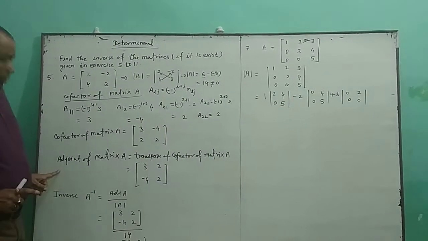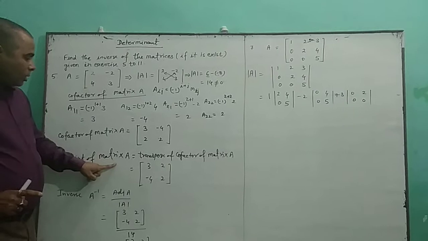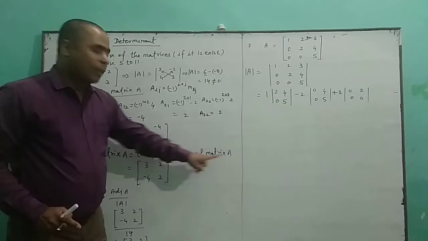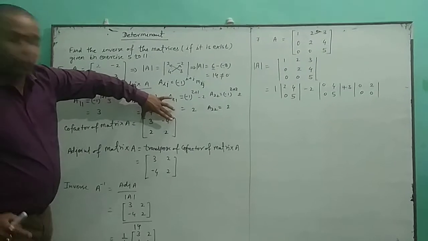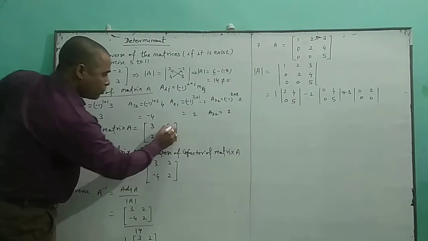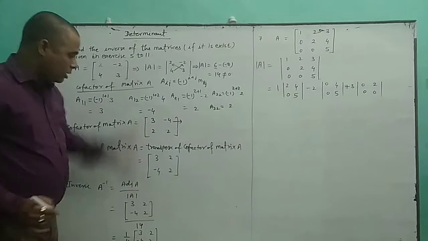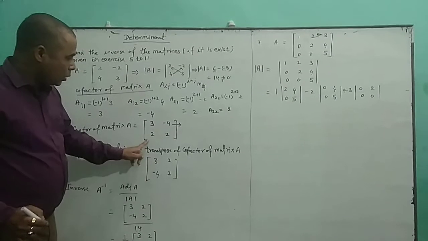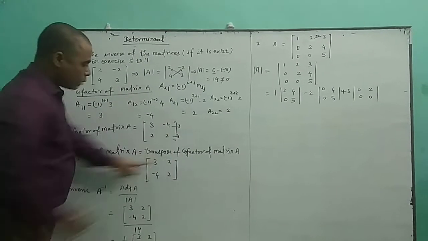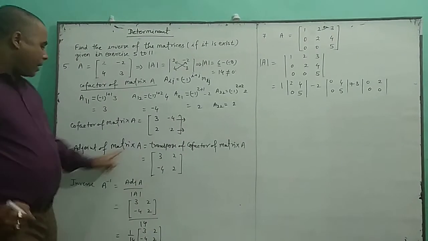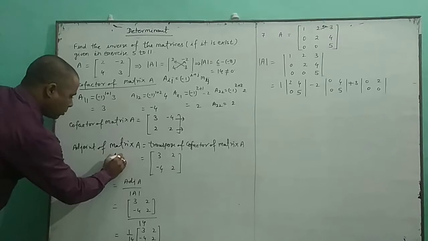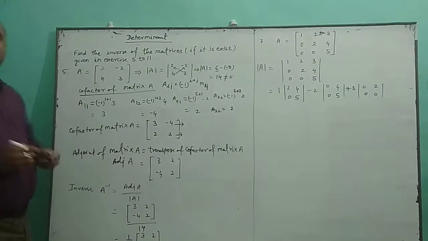Now the adjoint of the matrix A is equal to the transpose of the cofactor matrix of A. This is the cofactor matrix of A. What will be the transpose? 3, minus 4 in row R1, we write in column C1. 2, 2 in row R2, we write in column C2. So this is the adjoint of the matrix A. We write it like this: adjoint of A.